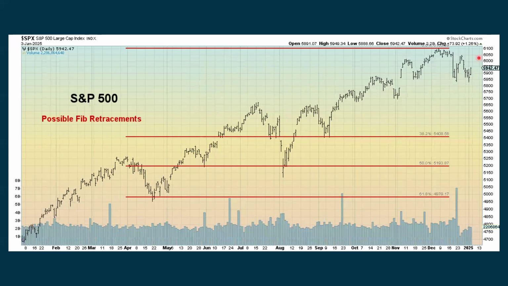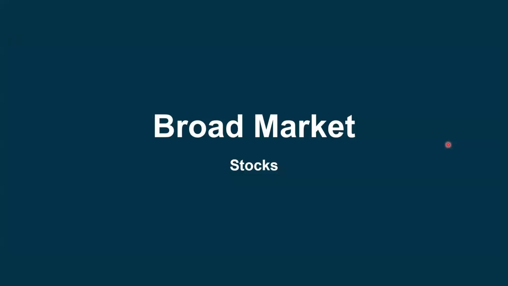We keep an eye on fib retracements going from the all-time high and then going down the different fib levels. 38.2 would be the first one. Even with the declines that we've been seeing, we're still far away from this retracement level.